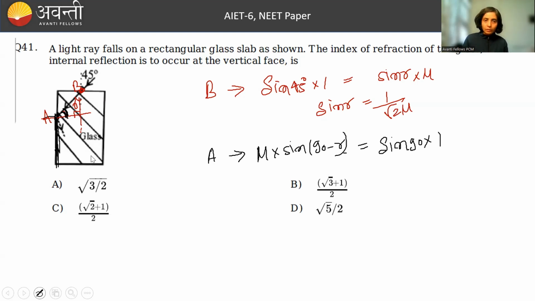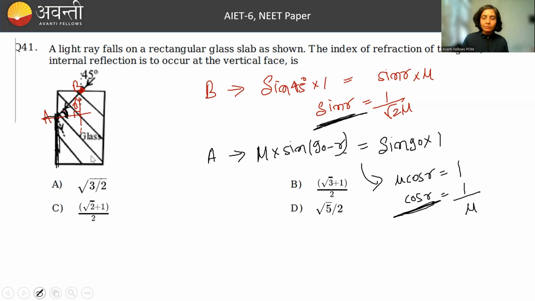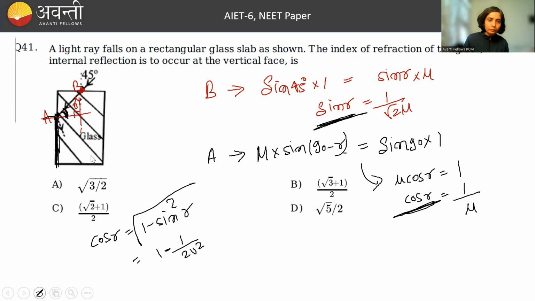Okay. Now we need to calculate mu, right? So if you further solve this equation, mu cos r is equal to 1. So cos r is equal to 1 by mu. Can we calculate cos r in terms of mu? Because here sin r is given. Then cos r we can write as root over 1 minus sin square r. You know, we can do that. So root over 1 minus 1 by 2 mu square. Cos r is like that.